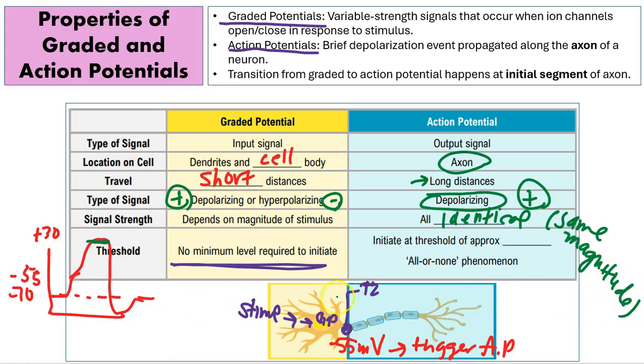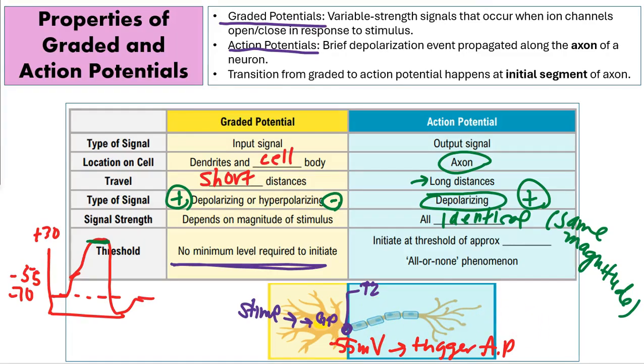So if you have a stimulus coming in, you can actually hit the negative 55 threshold at the trigger zone, and then no matter how many of those same stimulus signals come in, all of the strength of those action potentials are going to be identical. That's what I mean by that.